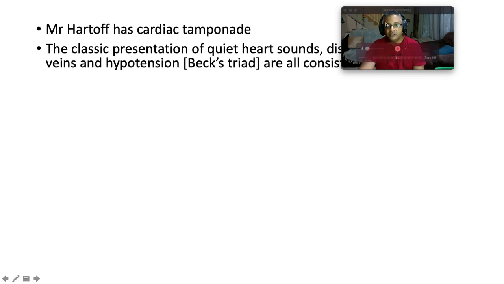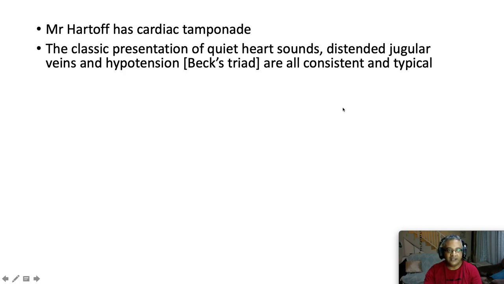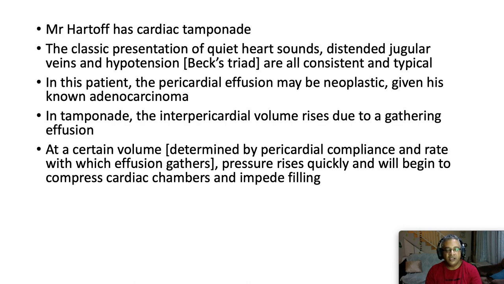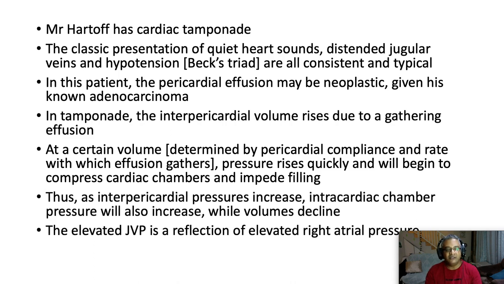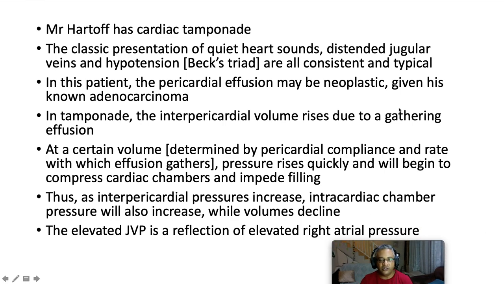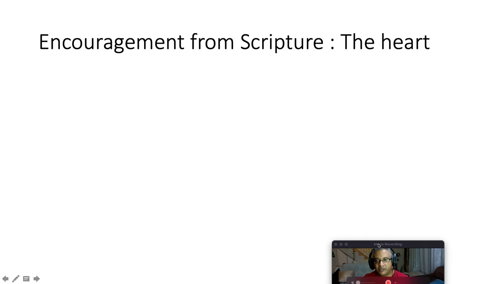Alrighty. So let's look at the explanation. Mr. Hartsoff indeed has cardiac tamponade. The classic presentation is what we term Beck's triad, which is consistent and typical. Now, in this patient, the pericardial effusion likely is neoplastic, given his known adenocarcinoma of unknown primary. In tamponade, the intrapericardial pressure rises due to the gathering effusion at a certain volume, which is determined by, number one, pericardial compliance, number two, tempo or rate at which the effusion gathers. The pressure rises quickly and will begin to compress those cardiac chambers and impede filling. Thus, as your intrapericardial pressure increases, intracardiac chamber pressure also increases while volumes decline. The raised JVP is simply a reflection of your elevated right atrial pressure.